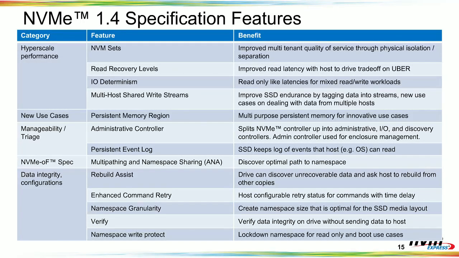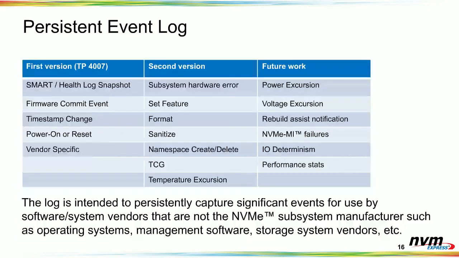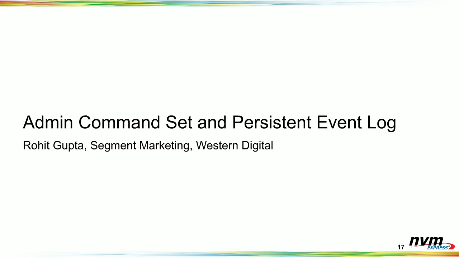So I'm out of time. I'm going to be passing off. Bill is going to talk a lot about Rebuild Assist, but before that Rohit is going to talk about some of the other features. These are just all the NVMe 1.4 features, but the ones that we're going to specifically cover today are Rebuild Assist, because that's one of the new ones in NVMe 1.4. After Rohit covers that, he's going to go through the persistent event log, and don't worry, he has a better slide than I have that goes through what it's used for and what kind of different information is in there. So that's it. I'm going to hand it over to Rohit.